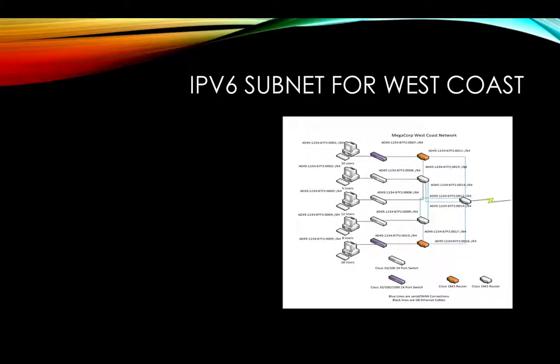I did the same thing for the IPv6 West Coast network. I will also read off the prefix just for the sake of elaborating. We have AD45:1234:67F2:0001:/64, and then I also incremented it for each connection.